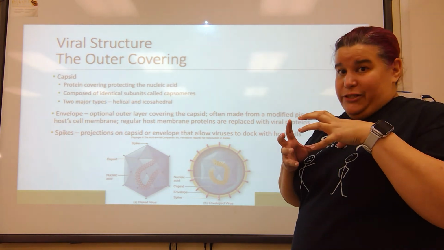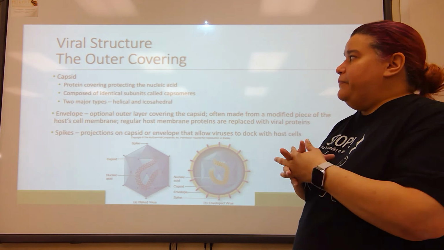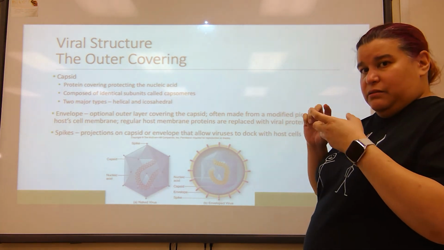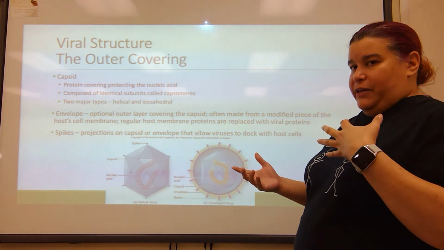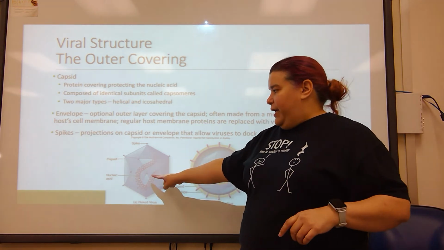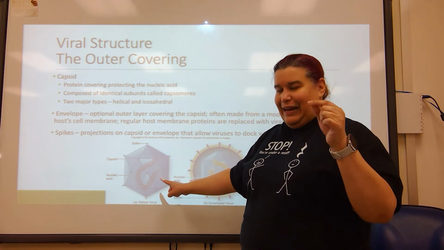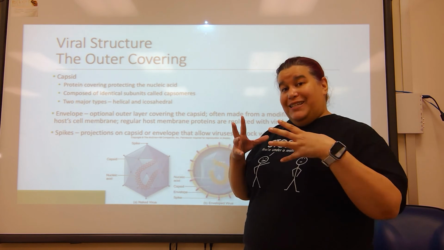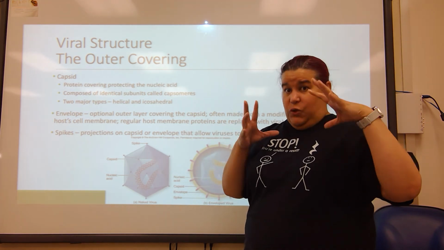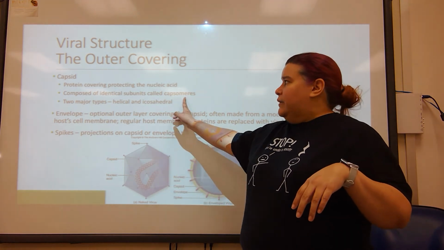That nucleic acid is the instruction manual. It is very important that we protect that, okay? So we've got identical subunits called capsomeres. If you look at this shape here, it is a bunch of triangles that have been put together. Each one of those triangles is an exact copy, but they can be put together kind of like, I don't know, red Legos, and you can make something out of that identical subunit, okay?